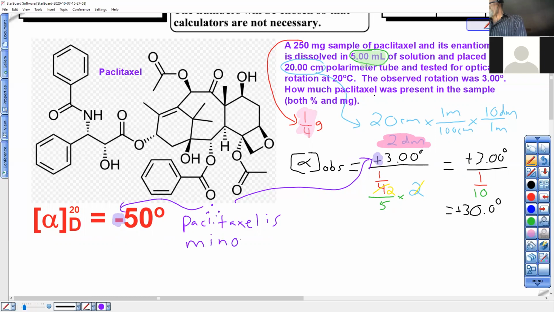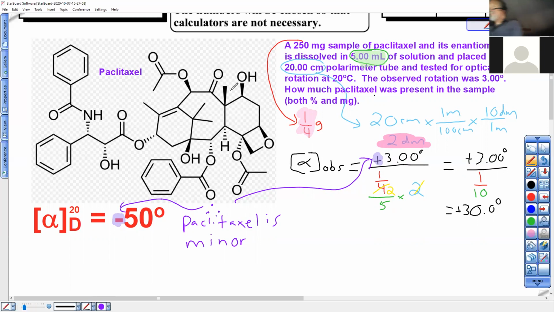So if you get a final answer of more than 125 milligrams, which is half this value, you know you've done something wrong. So remember, paclitaxel is minor, and that's strictly based on the signs. There's only two scenarios. Do the signs match? If they match, then the pictured molecule is major. If the signs do not match, the pictured molecule is minor. I only ask about the pictured molecule every time. I never ask about the enantiomer.